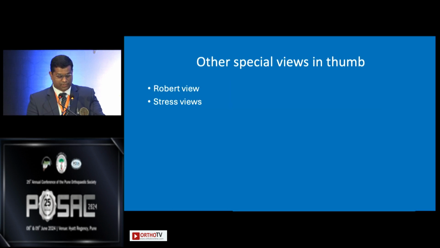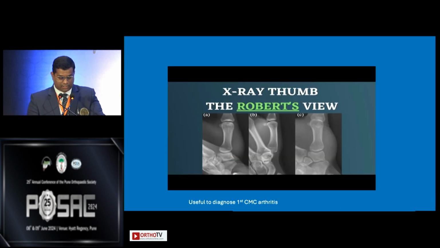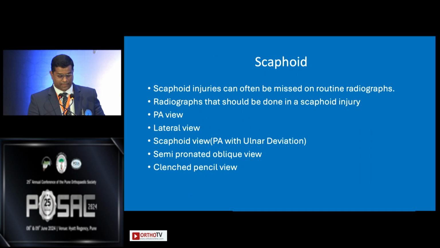Then other special views of the thumb: Robert view and stress views. Robert thumb view is a true AP, wrist in pronation, dorsum of the thumb parallel to the table, and imaging beam on the trapeziometacarpal joint. This is very important, where we put the imaging beam. This X-ray of the thumb, the Robert view, is useful for diagnosis of first CMC arthritis. Then the stress view: you have to compare with the opposite hand and you confirm the diagnosis of CMC instability.